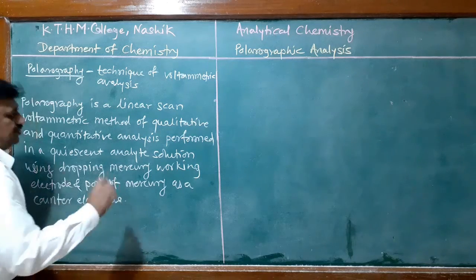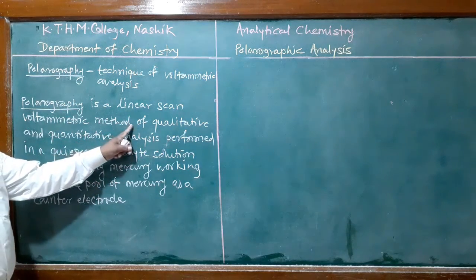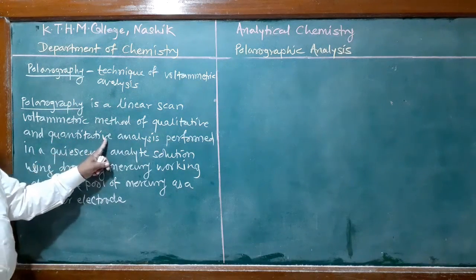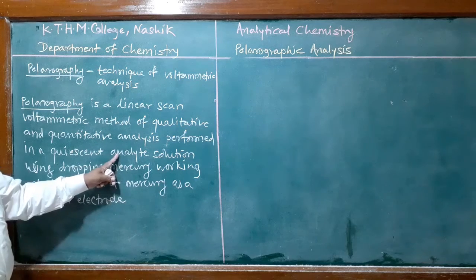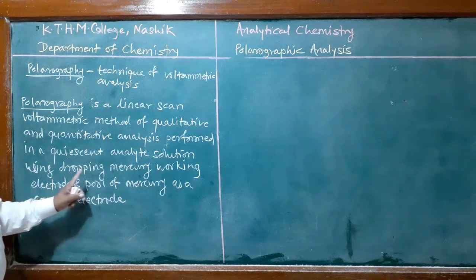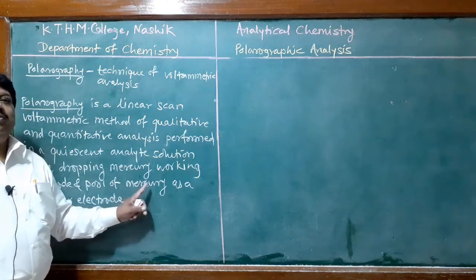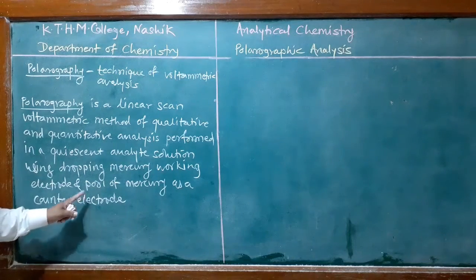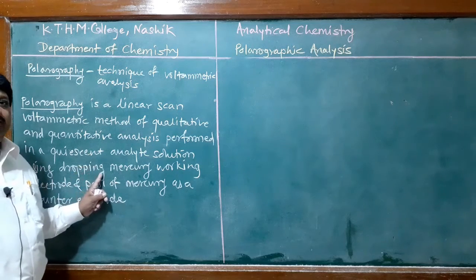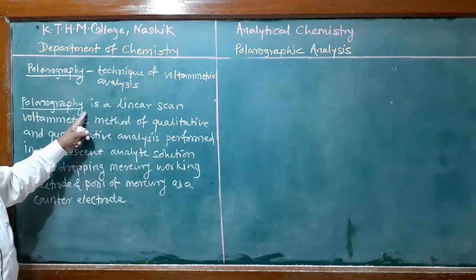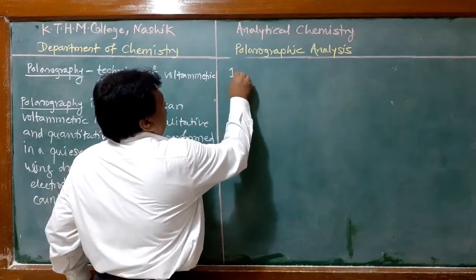This is the exact definition of polarography. Polarography is a linear scan voltammetric method of qualitative and quantitative analysis. It is performed in a quiescent analyte solution, meaning an unstirred analyte solution, using a polarized dropping mercury electrode as a working electrode and a non-polarized electrode, that is a pool of mercury, as a counter electrode. In this case, the solution is electrolyzed and the current-voltage relationship during the electrolysis is utilized for identification and estimation of the sample.